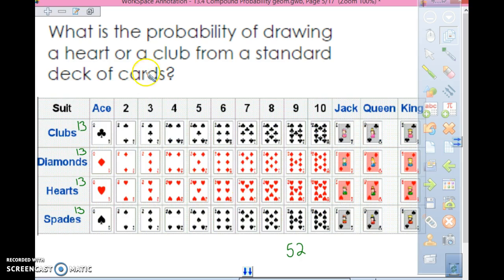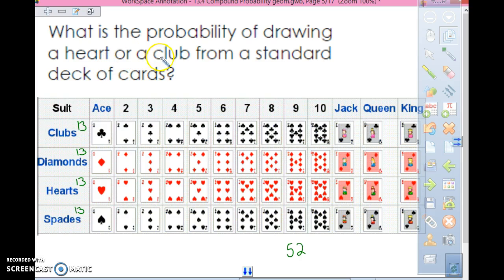Let's do an example. What is the probability of drawing a heart or a club from the standard deck of cards? Well, let's first decide if this is independent or dependent. If we draw a heart from the deck and we put it back in, and then we draw a club from the deck and we put it back in, do these two events depend on each other? And the key here is replacement.